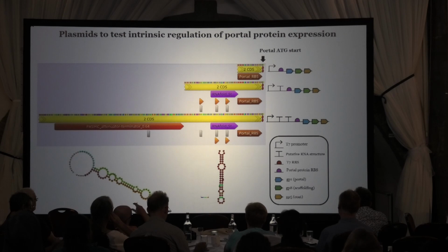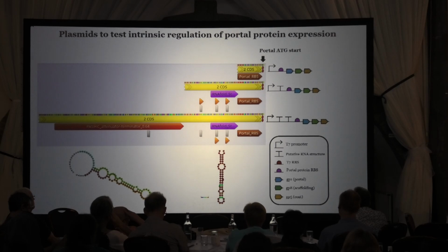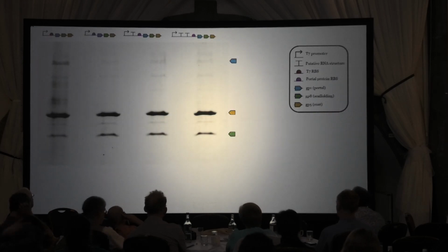And so the first thing I did was make some plasmids to test this hypothesis that these RNA secondary structures were regulating portal protein synthesis. Here you'll see this key over and over again. This is just the T7 promoter. Now I've switched to using the portal ribosome binding site and expressing GP1, GP8, GP5: portal, scaf, coat. So here's a gel showing those results.